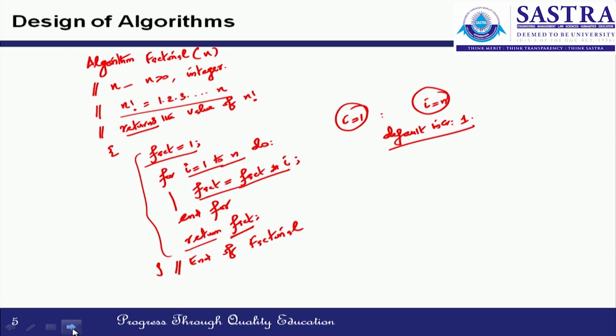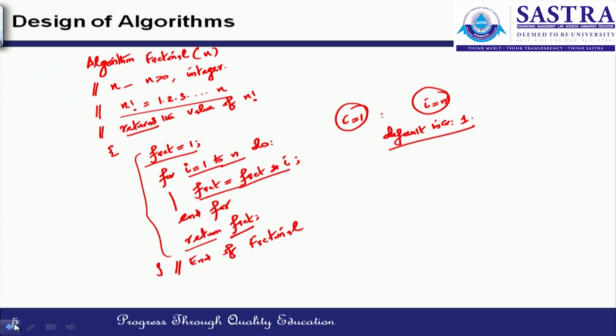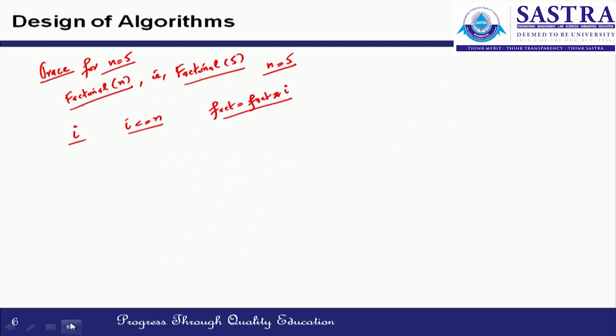So, to find out this trace, let us construct the columns: I, checking the value of I less than or equal to n, then fact is equal to fact star I. Initially, the variable fact has been set to 1. Before entering the for loop, the initial value of fact is set to 1.